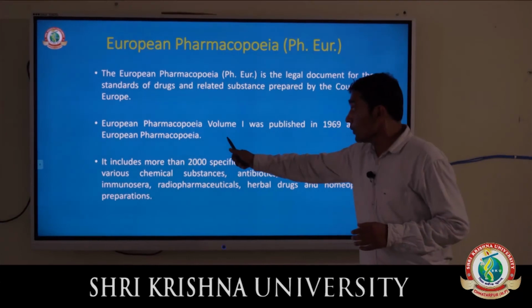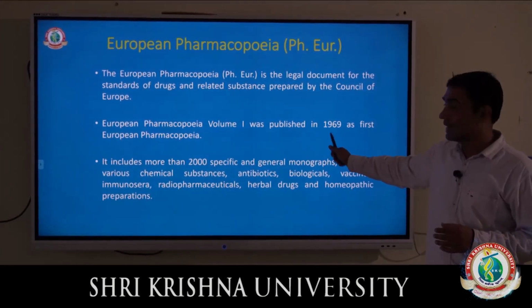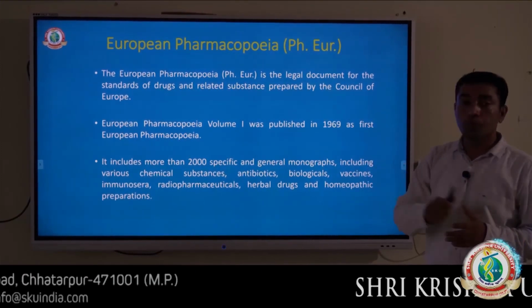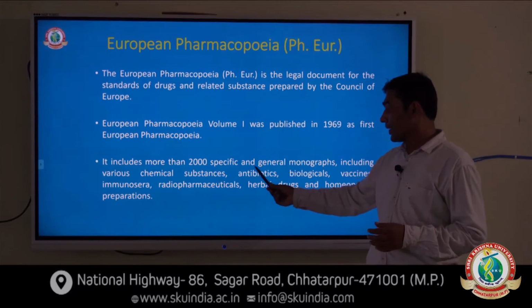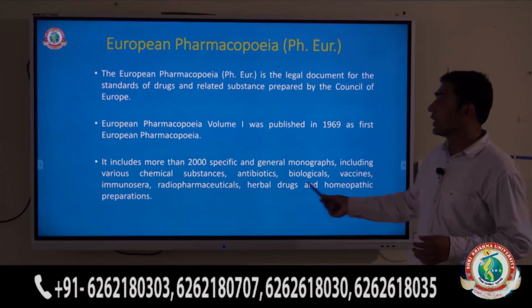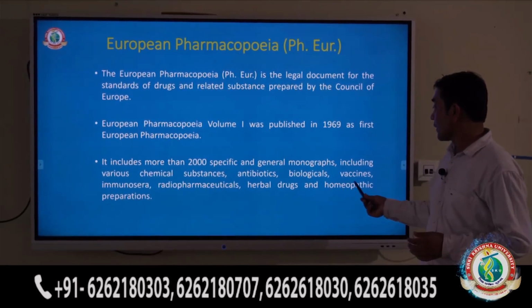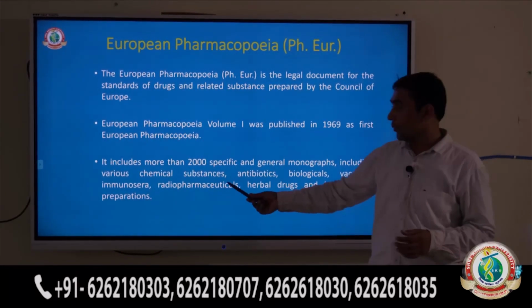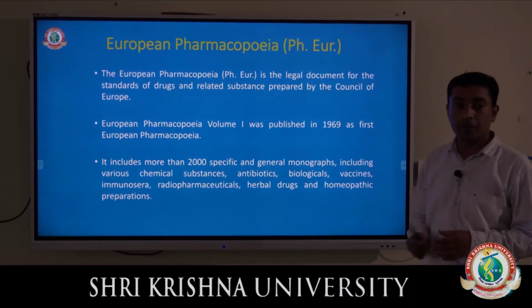European Pharmacopoeia volume 1 was published in the year 1969 as the first European Pharmacopoeia. It includes more than 2000 specific and general monographs including various chemical substances like antibiotics, biologicals, vaccines, immunosera, radiopharmaceuticals, herbal drugs and homeopathic preparations.